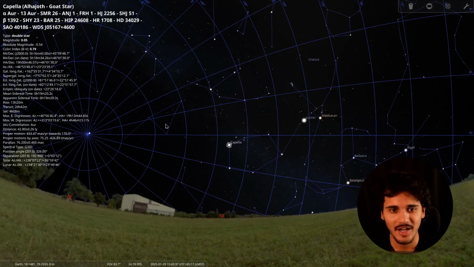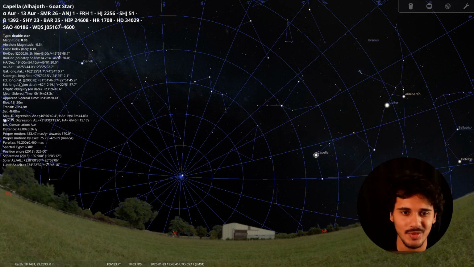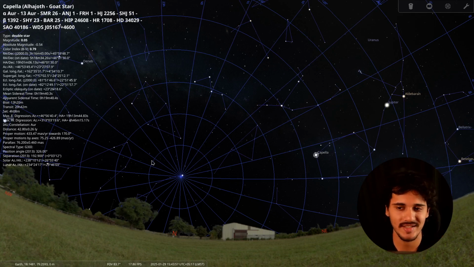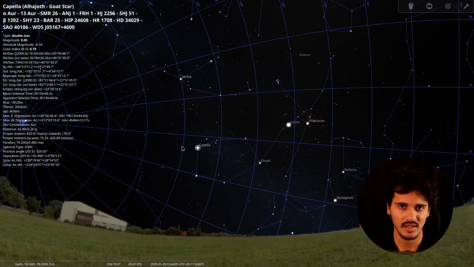Now, we have the galactic coordinates with respect to the galaxy, and then there is solar. So I will ignore the coordinates. This is all understandable, right? When it rises, when it sets, and so on. And the distance, yes, it's 42 plus or minus 0.26 light years away, which is relatively close, though not as close as Sirius and other stars.